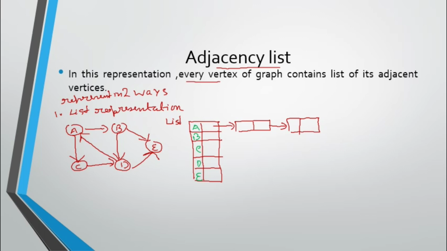So from A, I have an adjacent vertex B. From A, I have an adjacent vertex C. From C, I don't have anything, so at the last, it is none. Same thing you need to do for each and every vertex.